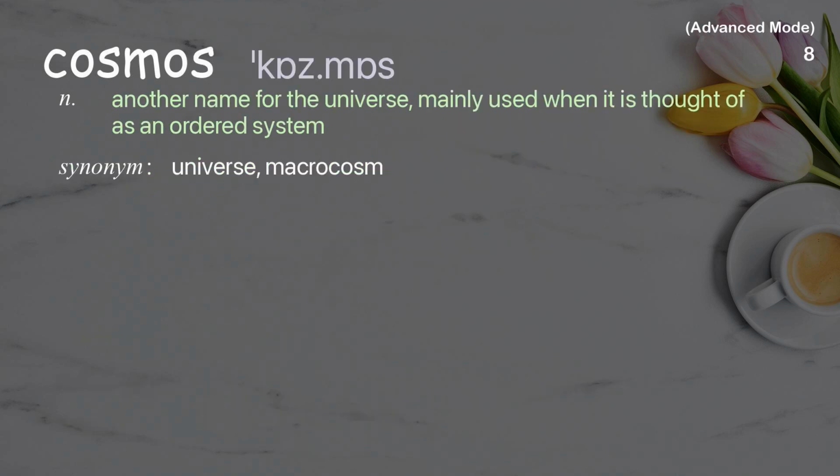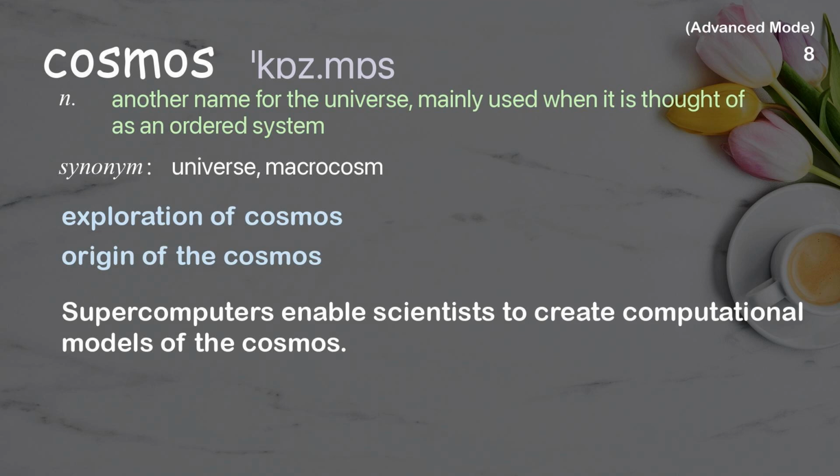Cosmos. Another name for the universe, mainly used when it is thought of as an ordered system. Examples: Exploration of cosmos. Origin of the cosmos. Supercomputers enable scientists to create computational models of the cosmos.